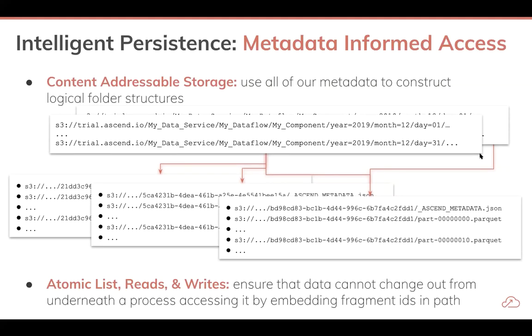The second really cool thing that we get to do as a result is we get to have atomic lists, reads, and writes. Because of the metadata layer and how we commit this data, when we list all of the underpinnings of data, we know definitively that the data can't change out from underneath us. And as a result, we get highly predictable reads that are reflective of the point in time of the list.